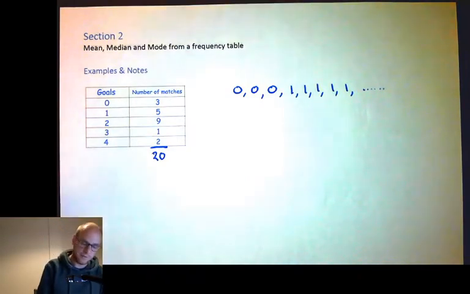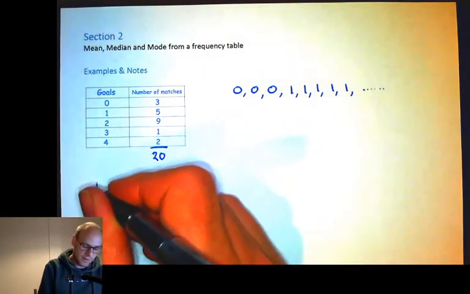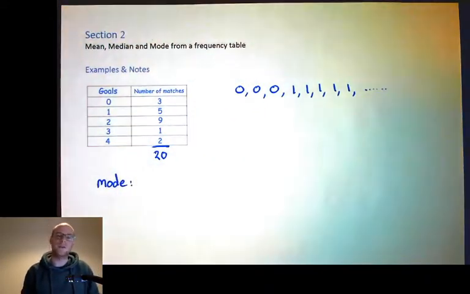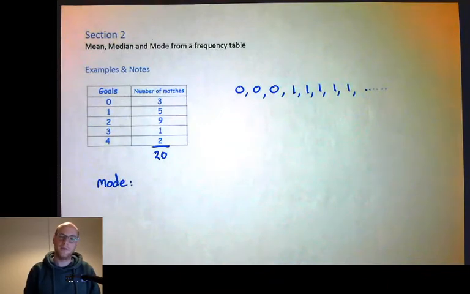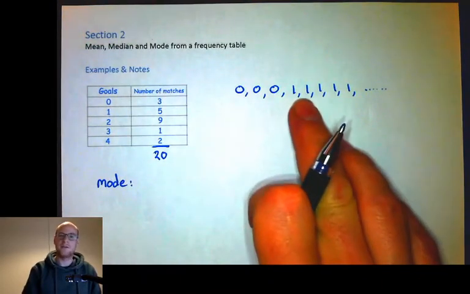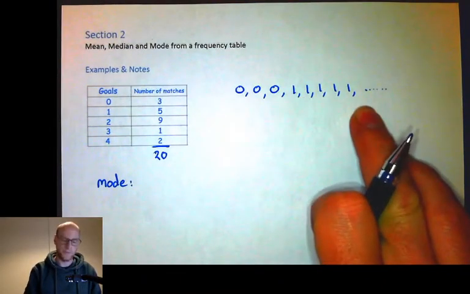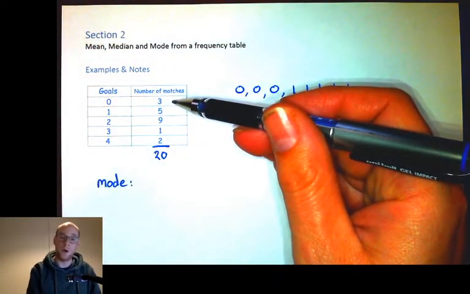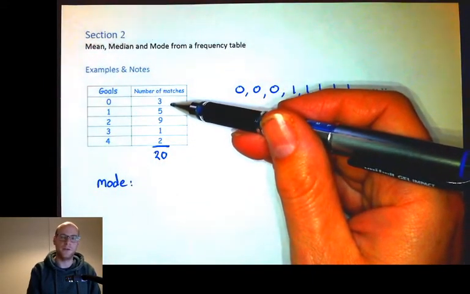So in terms of my averages, the one that's really easy is the mode. So we're looking for the number which occurs the most often. So we're looking for the number which has the longest set of repeats in the list. So what we're basically looking for is a number with the highest frequency. So the mode is the one with the highest frequency.